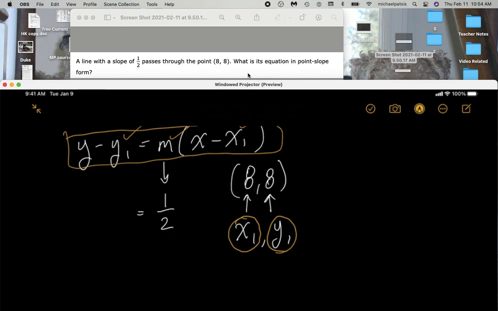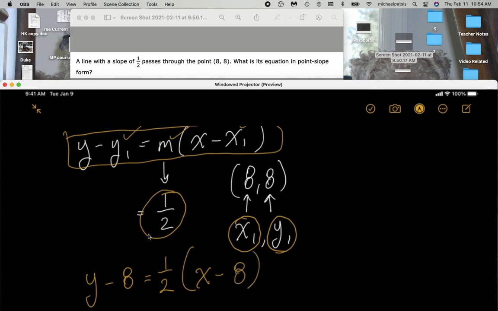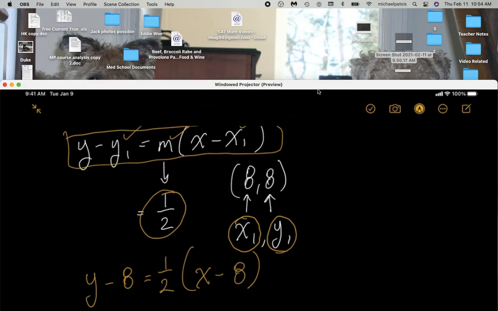We're going to say y minus y1. What is y1? y1 is 8, equals the slope. What is the slope? They told us that. Look, it's right here. The slope of 1/2. So then we're going to plug in 1/2 for m. Then we're going to write down the generic x, which is always going to be there. And then we're going to subtract x1. And that is your final answer. Okay. Let's go to another one.